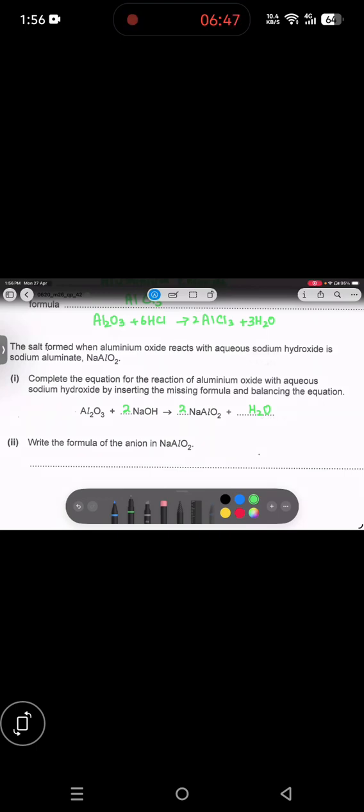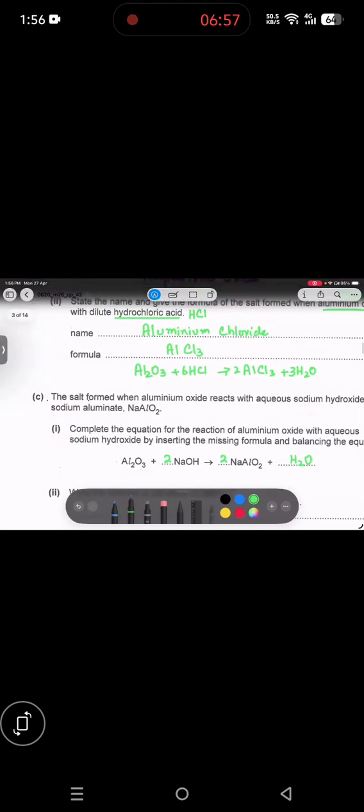Now, write the formula for the anion of the compound sodium aluminate. The name here is what? Sodium aluminate. The -ate, -ite, -ide endings, these are the identification of what? Anions.